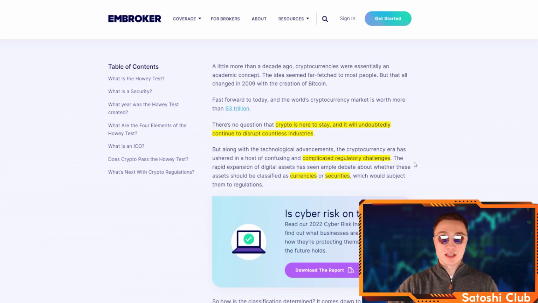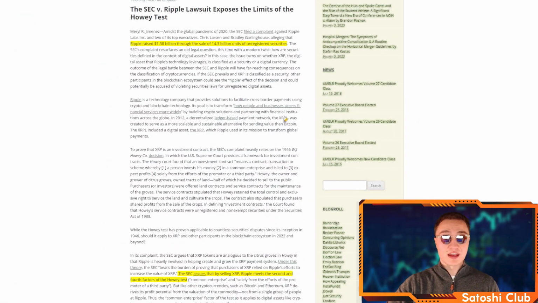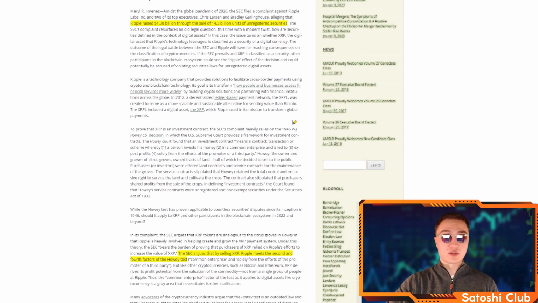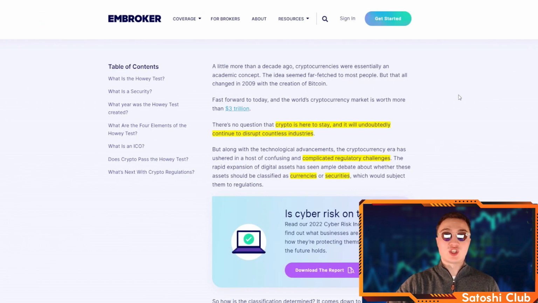So you're going to see that there is a little bit of dichotomy here where some assets are considered securities, some are not. Ripple is actually currently in a lawsuit with the SEC because they raised $1.38 billion through the sale of 14.3 billion units of unregistered securities, right? And they're trying to prove or disprove that it was a security or not. And the SEC argues that by selling XRP, Ripple actually meets the second and fourth factors of the Howey Test, which you will learn about in a few minutes, but they didn't reach the other two.